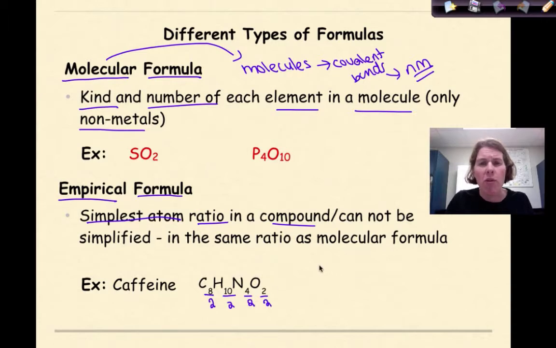So the empirical formula for this would be C4H5N2O. And then we have a 1 there, but it's assumed 1, so we don't have to put it in. So if we said, well, what's the ratio here? We'd say it's 4 to 5 to 2 to 1. So this is the empirical formula of this molecular formula for caffeine.